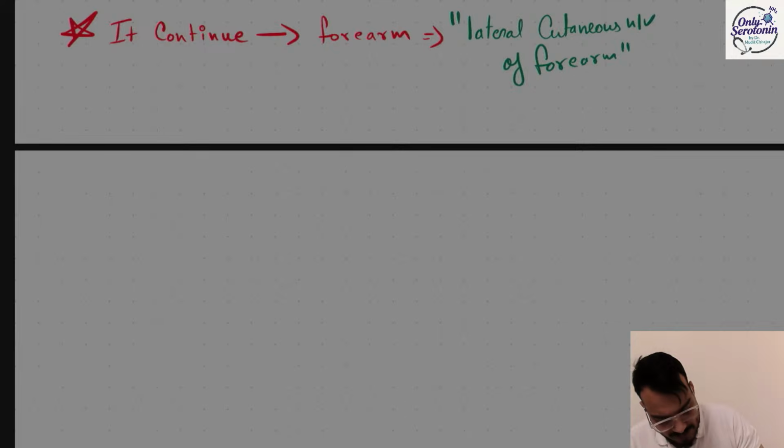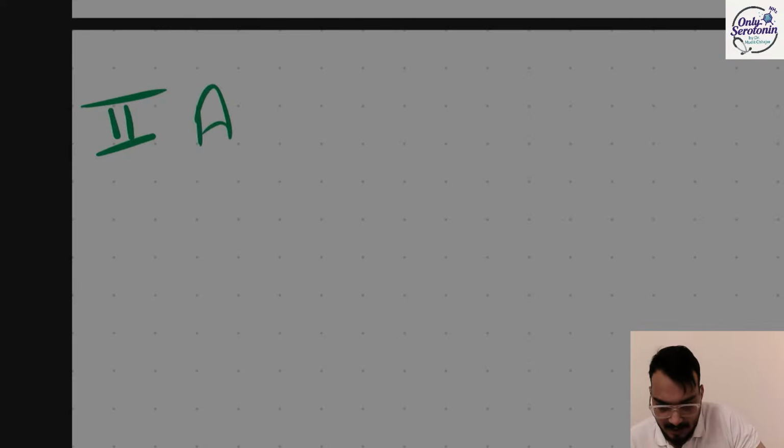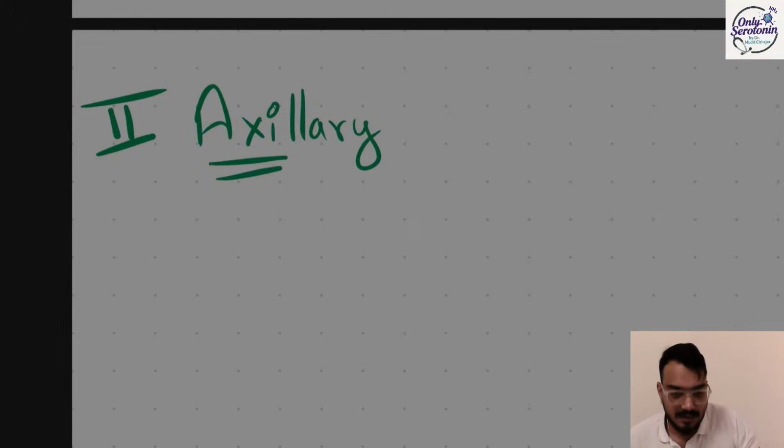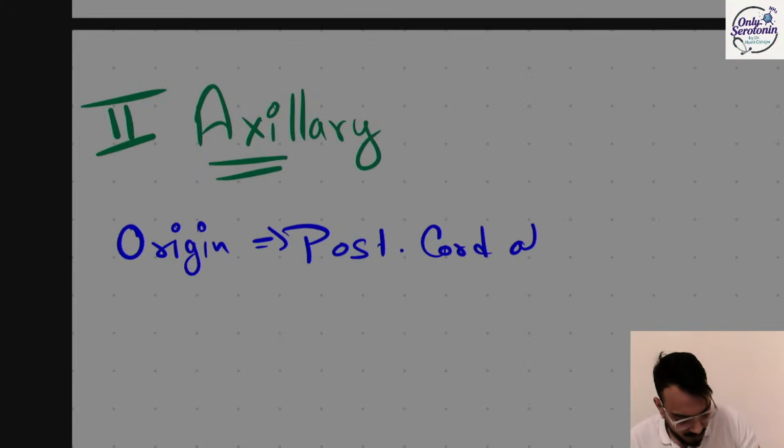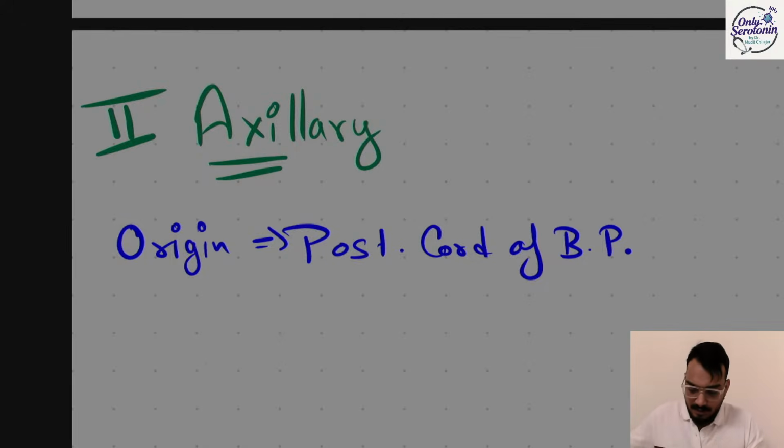Now the second major nerve which we are going to cover is the axillary nerve. Where have we studied the axillary nerve? The axillary nerve is a branch of the posterior cord. Let's write. The axillary nerve origin is the posterior cord of the brachial plexus, right?